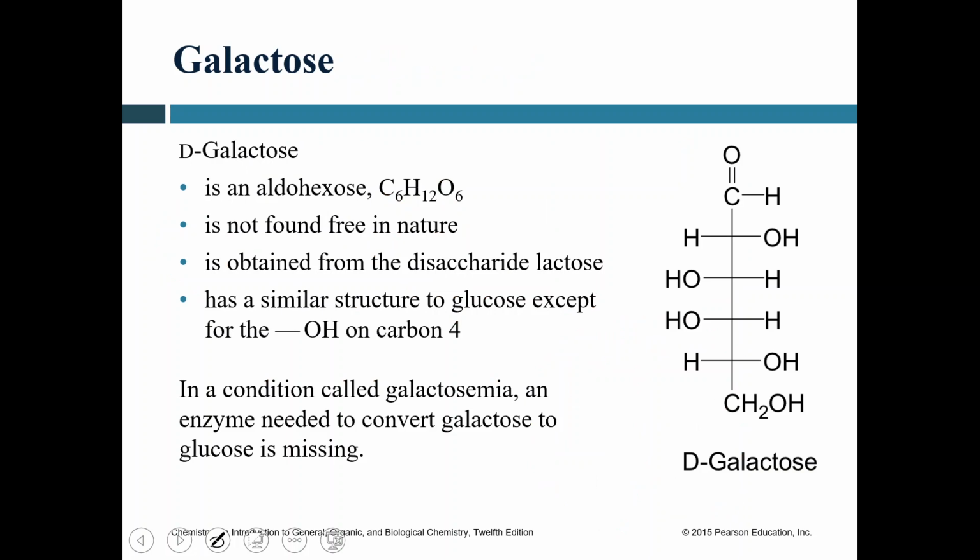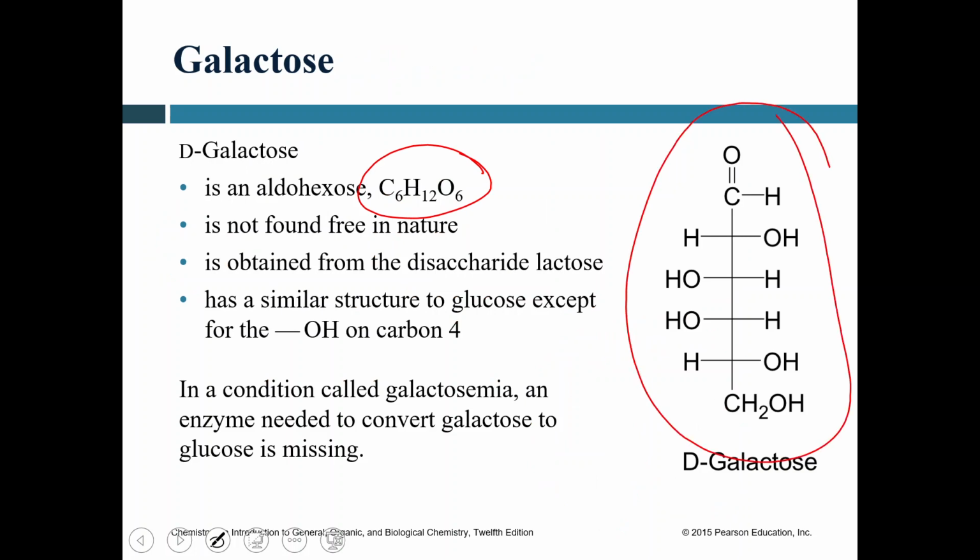Galactose is an aldohexose that is not found in nature free. It is obtained from the disaccharide lactose. It is a component of lactose, and it has a similar structure to glucose, except for the fact that at carbon 4 it has an OH group. In some people, blood levels of galactose become unusually high. In those people, the enzyme that converts galactose to glucose is missing.